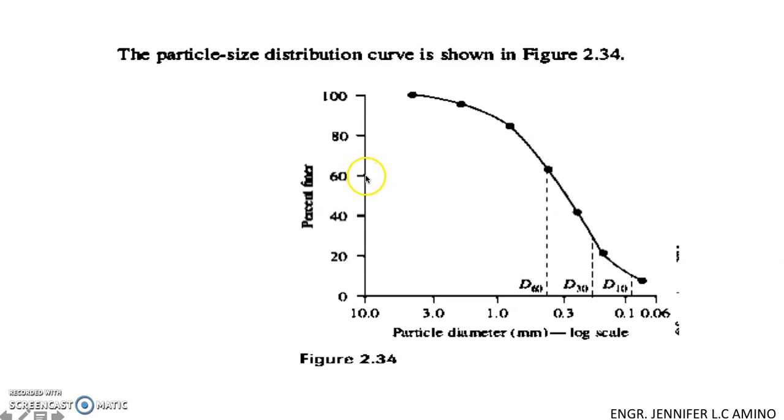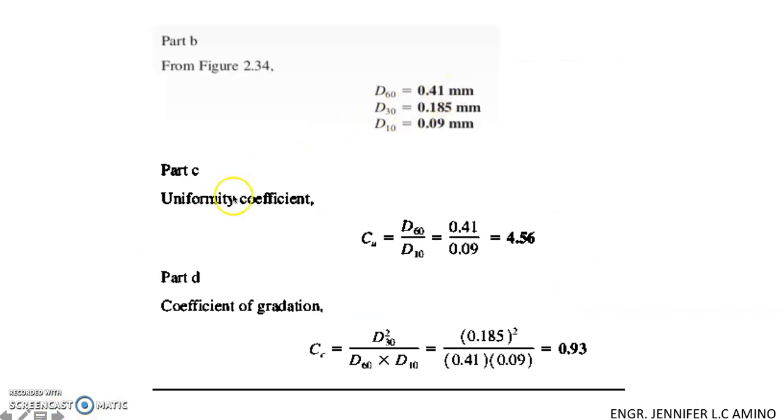So this is 60. You draw a horizontal line. It should touch the particle size distribution curve. As it touches the curve, you draw a line downward, and it should touch the x-axis. Once it touches the x-axis, you read that approximation for the diameter. That is now your diameter for the 60% finer, and approximately, that is equal to 0.41 mm.